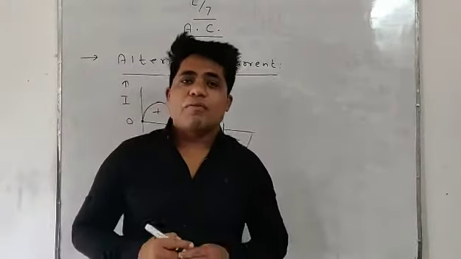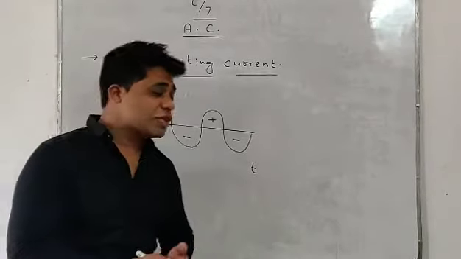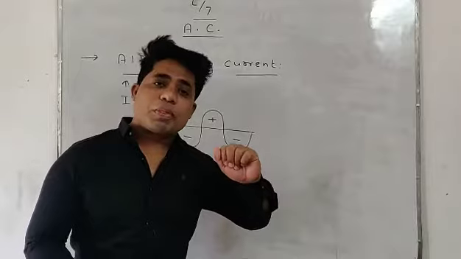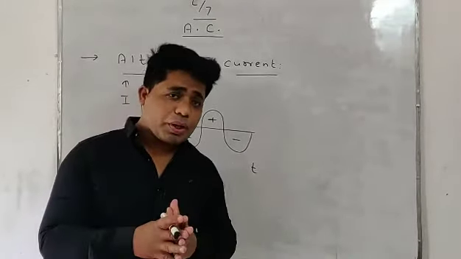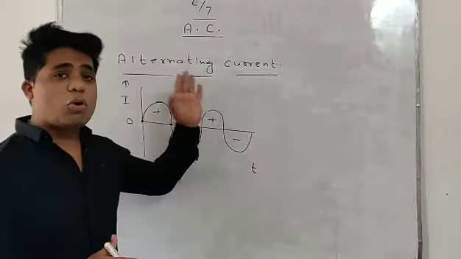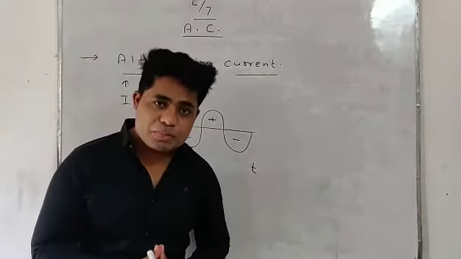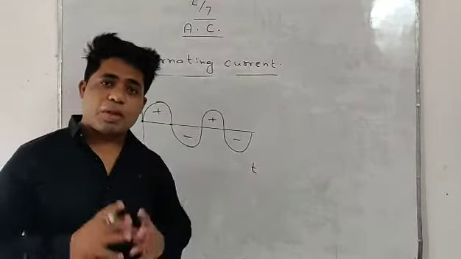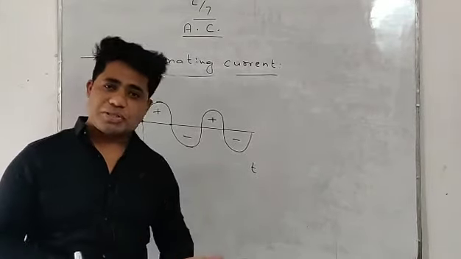So simple: whenever the current changes its direction as well as magnitude with respect to time, such current is said to be alternating current. Actually, different appliances require different amounts of current. That's why generally in home appliances we are using alternating current. All the home and domestic appliances are based on alternating current. The household supply is based on alternating current. It is produced by an AC generator.